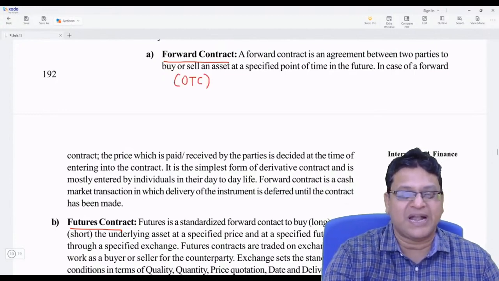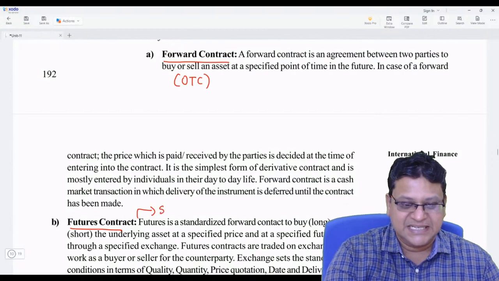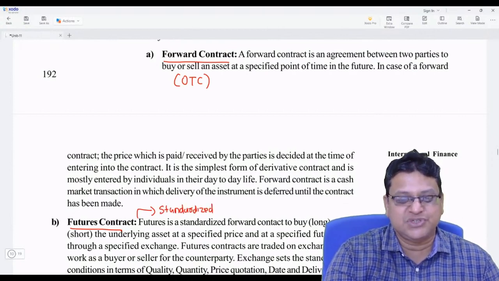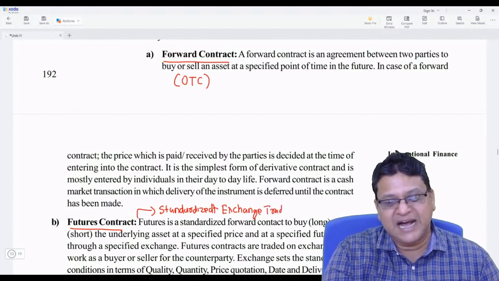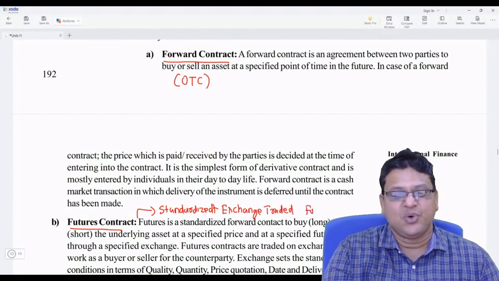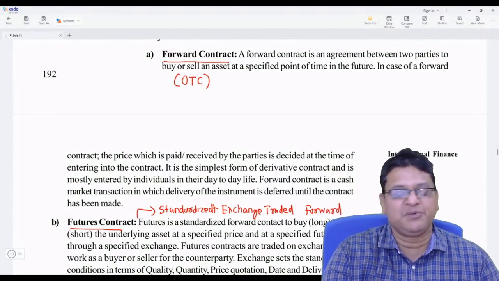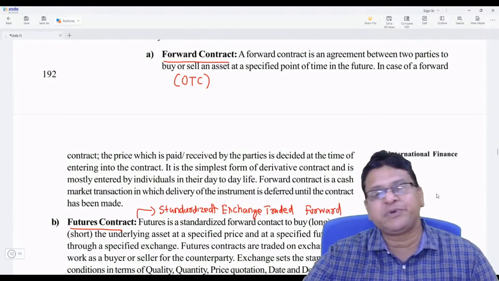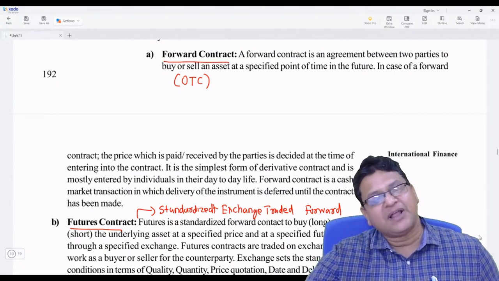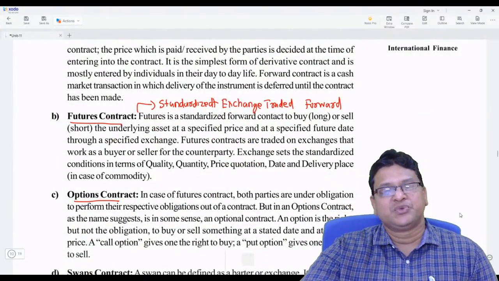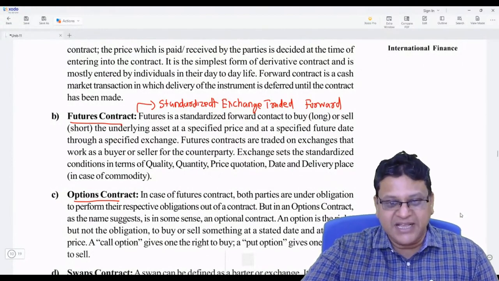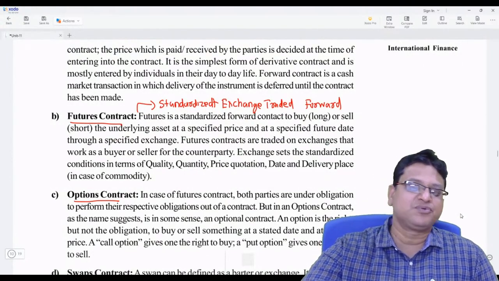If the forward contract is standardized and bought and sold in a market, which is known as an exchange, the standardized exchange-traded forward contracts are futures contracts. So what is the major point of difference between forward and futures contracts? All futures contracts are forward contracts, but all forward contracts are not futures contracts. Only those forward contracts which are standardized and exchange traded are futures contracts.